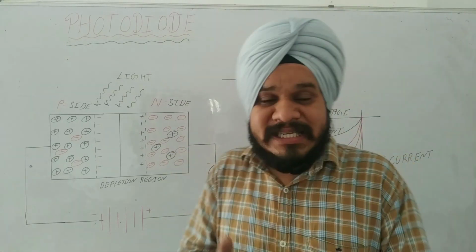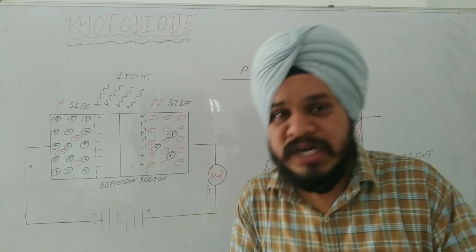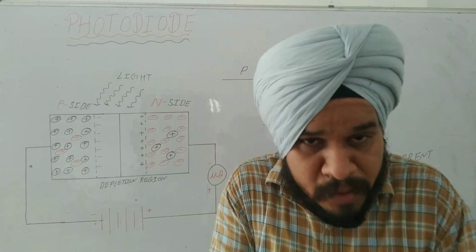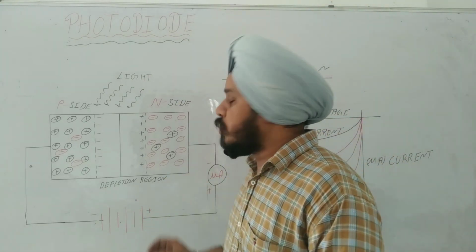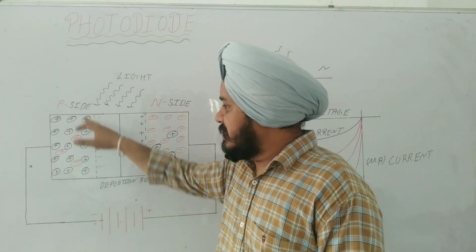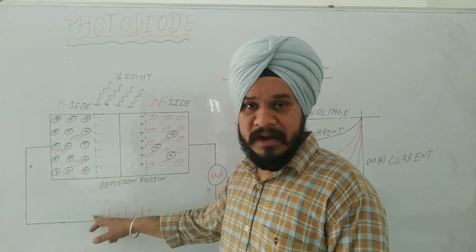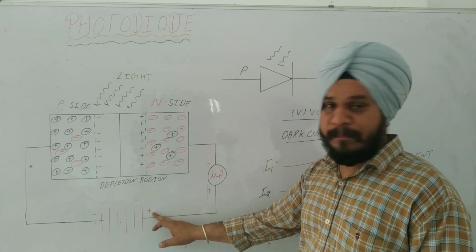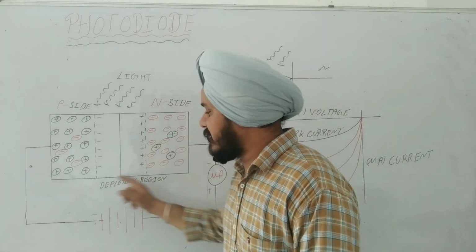So the majority charge carriers in both cases are attracted by the negative and positive terminals of the battery. So only a small number of the minority charge carriers cross the diffuser region due to the repulsion. So the negative particles inside the P side are repelled by the negative terminal of the battery and the positive particles in the N side are repelled by the positive terminal of the battery. So these particles cross this diffuser region.